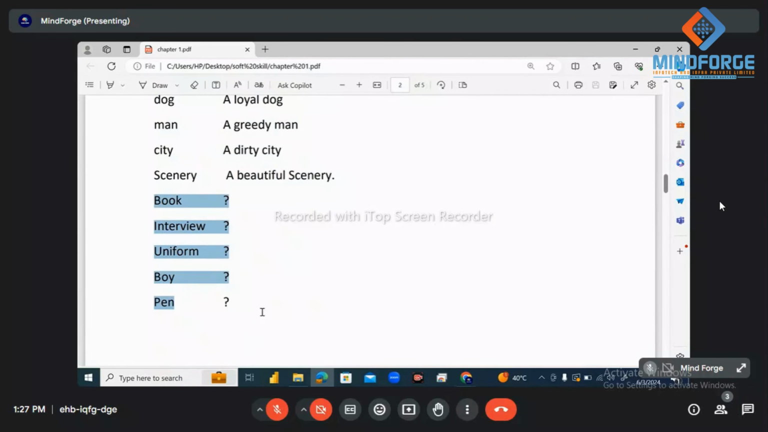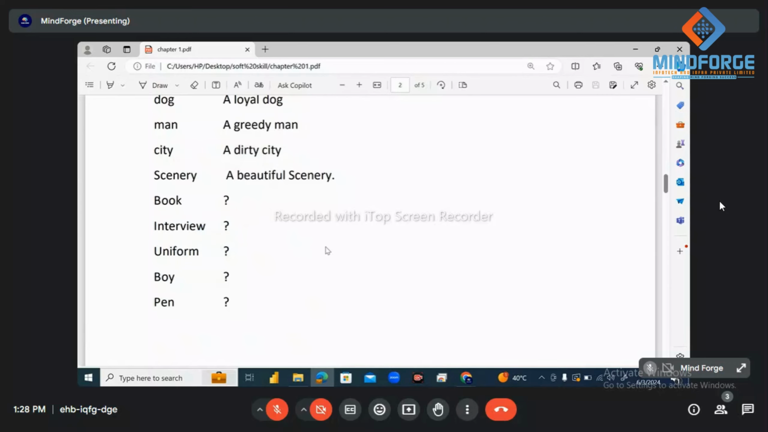Now what would be the adjective for all these words? You have to write it down and let me know in tomorrow's session. Okay, what is the adjective for the book, what is the adjective for the uniform, and the interview and the boy. I will give you a hint for the interview. For example, a tough interview, right? A quick interview. So like this, these are some adjectives used for the noun interview.